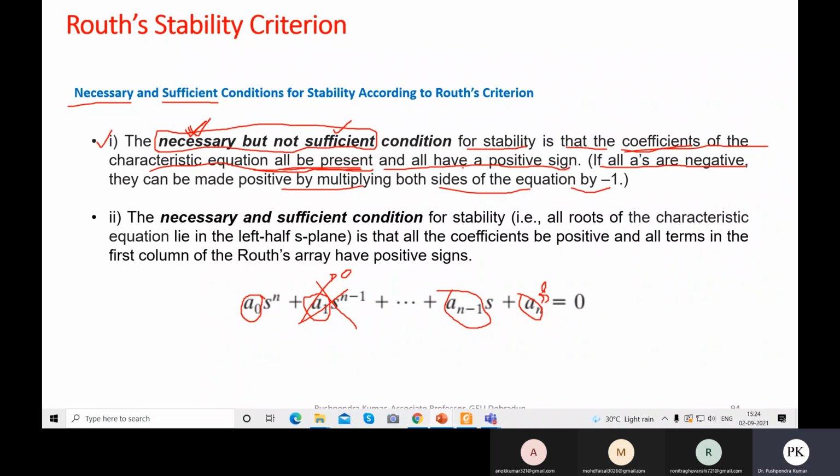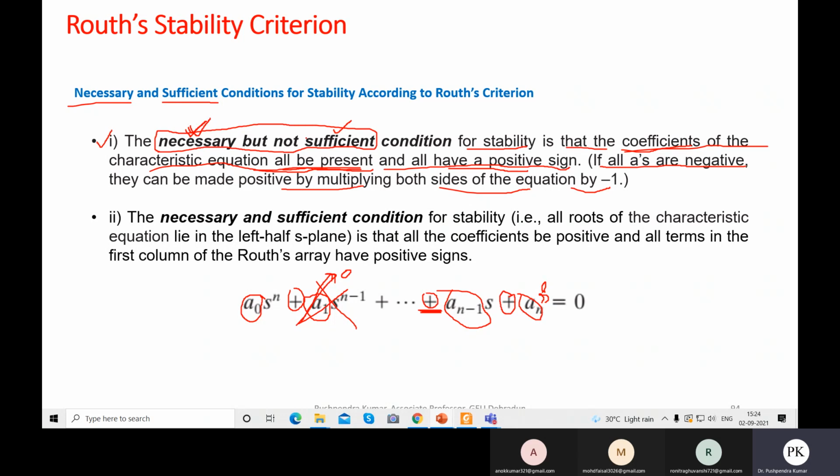Okay, and also all must have the positive sign. So here it is positive, here it is positive, everywhere it is positive. This is a necessary condition. If any one of the coefficients is 0, then the system is unstable. Also, if all coefficients are not positive, for example if one is negative, then also the system is unstable. So this is the necessary condition for Routh's criteria.